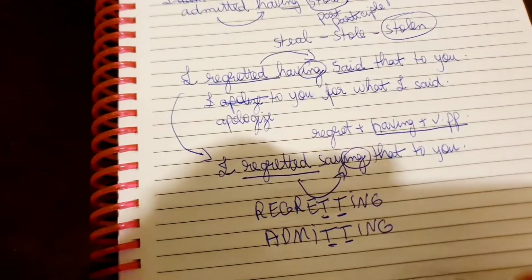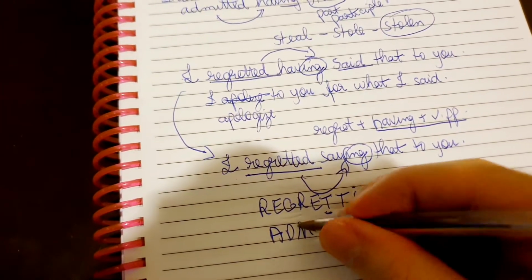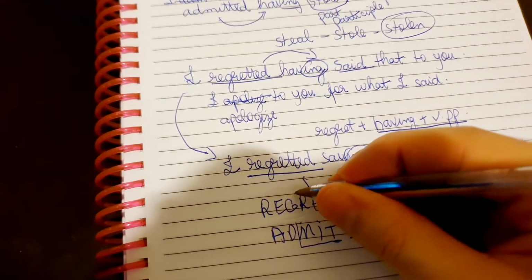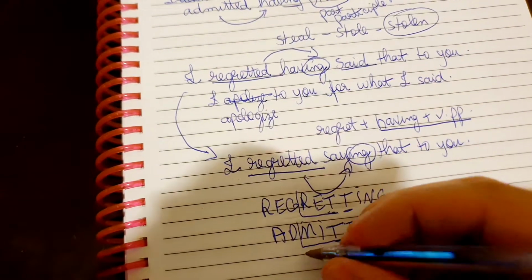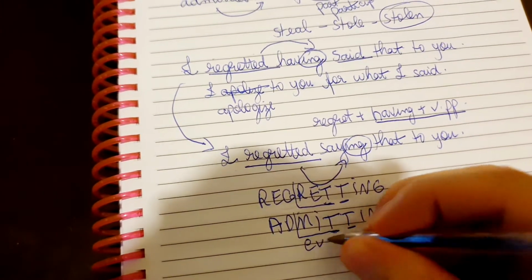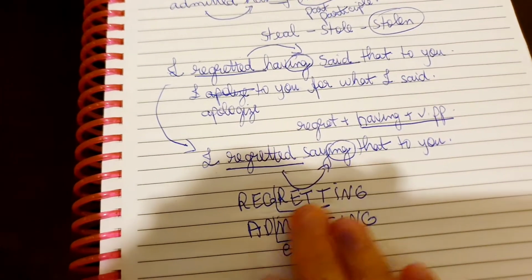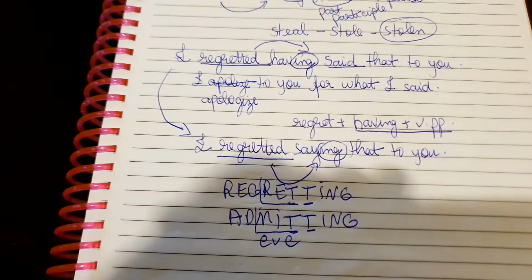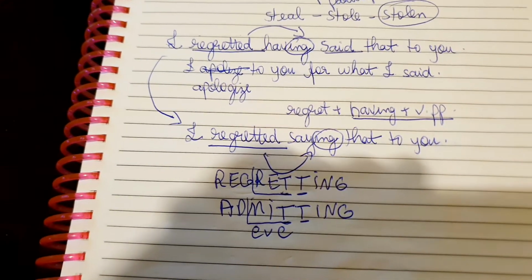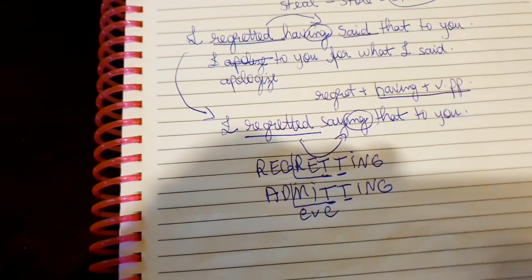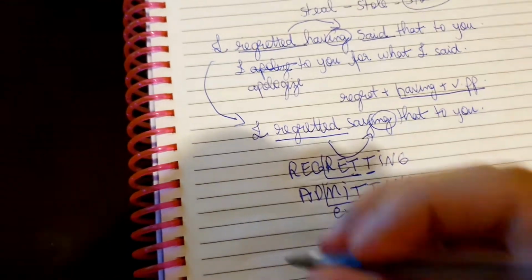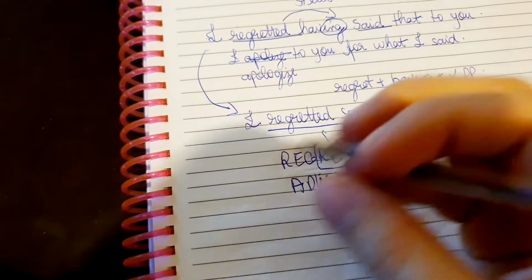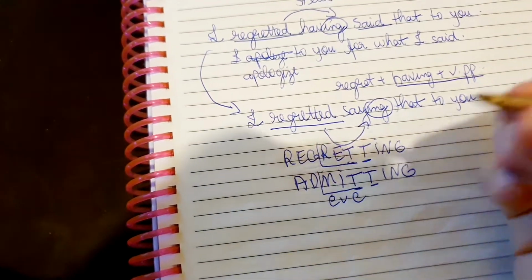So which rule is that? I have the stressed syllable, the last one is the stressed syllable, and I have the sequence consonant, vowel, consonant. So I have to double the last consonant before adding ing. Okay? Let's see another possibility, okay?